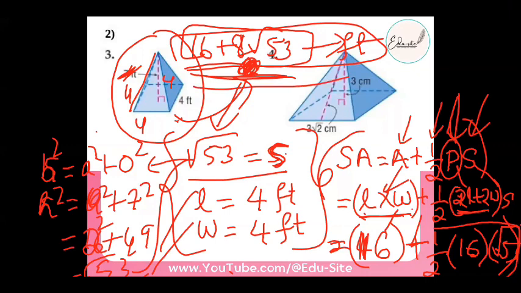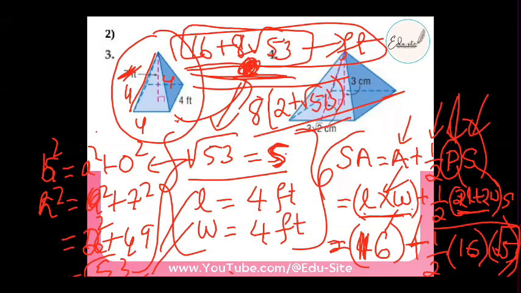You can further simplify this, but actually this is enough, okay? If you want, you can further simplify this. You can take out 8 and you can write 2 plus root 53 instead of everything. You have so many forms to do this. But for time being, this is enough, or else it will become somewhat more difficult for you, okay?